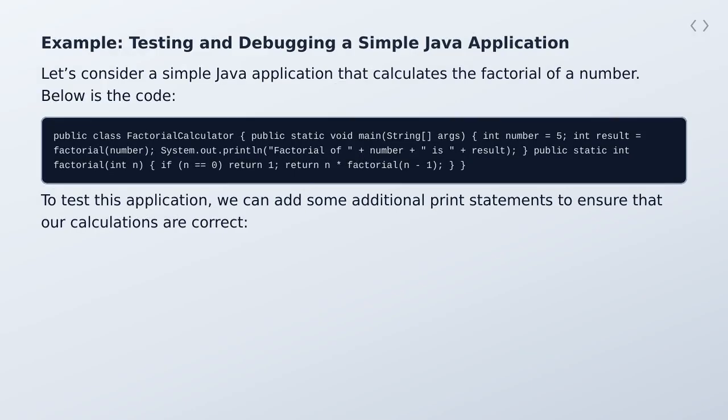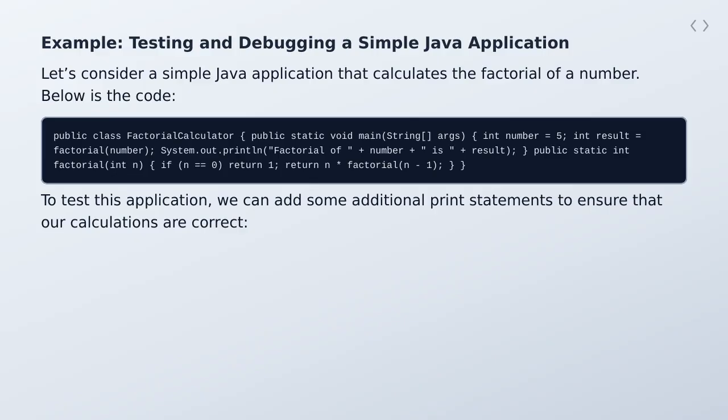This section covers an example, testing and debugging a simple Java application. Let's consider a simple Java application that calculates the factorial of a number. Below is the code. This slide introduces a class definition. Study the structure in the code sample.